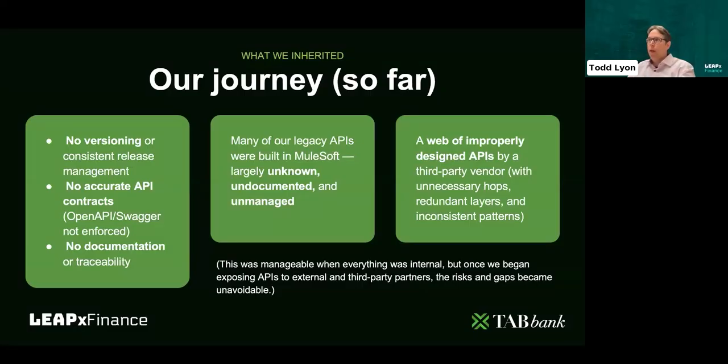We also had a web of improperly designed APIs. I think there were some interpretations that were a little bit off by the previous teams. And again, this was a third-party vendor. There were a lot of unnecessary hops and redundant layers, as well as inconsistent design patterns. In a past life as a consultant, I've seen this before, and this was manageable while things were internal. But once, as a bank, we began exposing APIs to the outside world and third-party partners, the risks and gaps we faced became unavoidable.